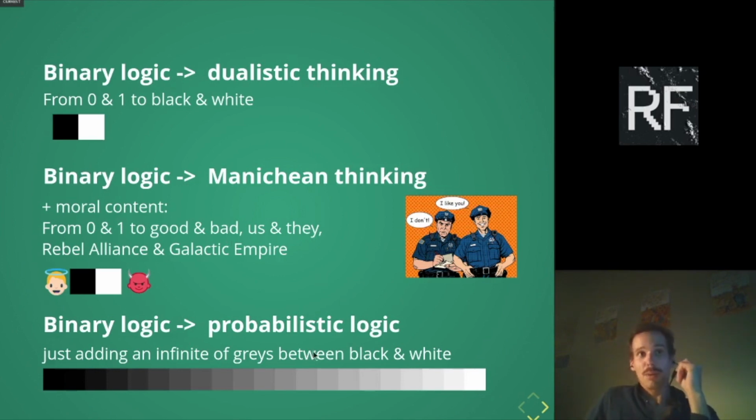And there is a probabilistic logic that could be seen as a savior for this problem. It provides some finesse, but in fact, it only allows the deepening of a binary logic by adding an infinity of grays between black and white.